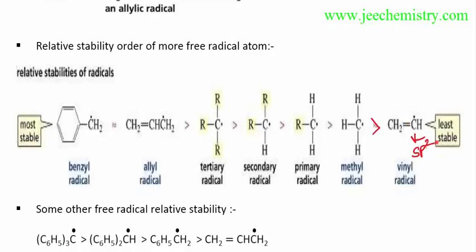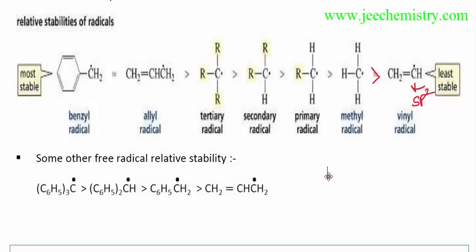This is sp2 hybridization. The carbon atom of this free radical is sp2 hybridized. So it will be less stable than this sp3 hybridization. This is sp3 hybridization. This is sp2 hybridization. So sp3 hybridization is more stable than sp2 hybridization. I have already explained. In sp3 hybridization, the free radical is at more distance than in sp2 hybridization. In sp2 hybridization, the free radical is closer to the nucleus, so positive charge, electron deficient. It will destabilize the free radical. That's why this is more stable than this. So this is coming last.